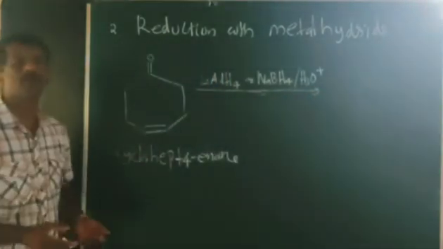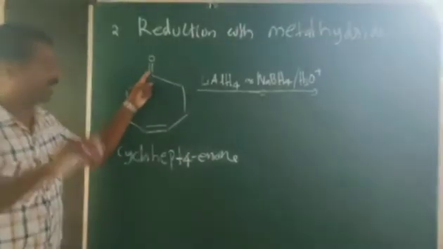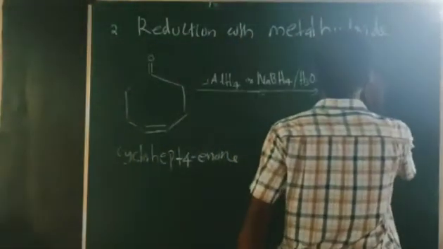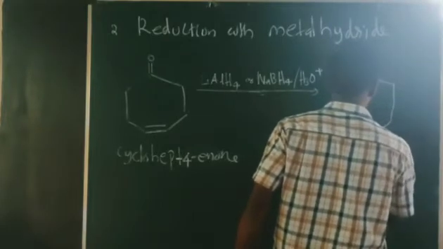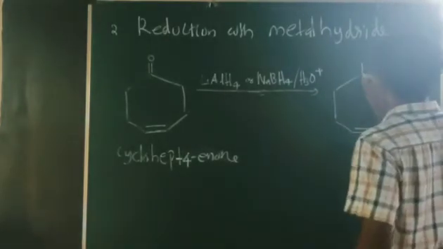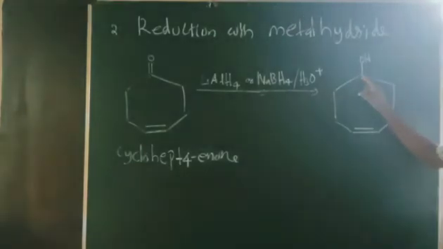We know that the CO group is converting to CHOH. What we get is a structure like this: the double bond remains, and here it becomes C with H and OH. The other H is understood, no need to show. We get this structure.